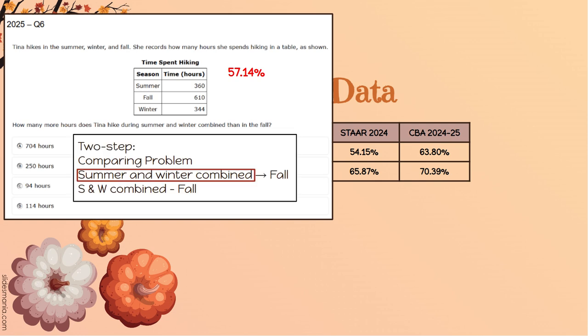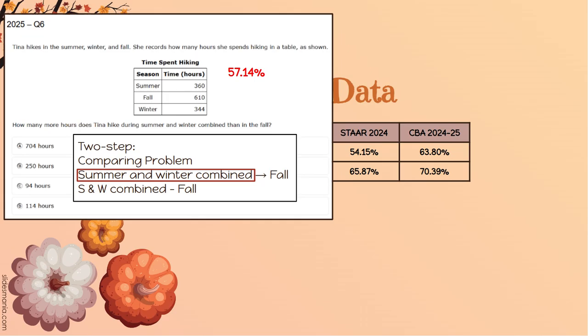At its core, it's a comparing problem. We're comparing summer and winter combined to fall. So first, we have to realize we're combining summer and winter together. And then we have to subtract fall away. So we have to understand what the 2 steps in that 2-step problem are.